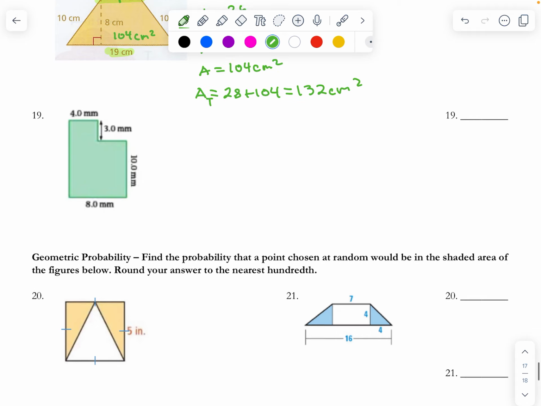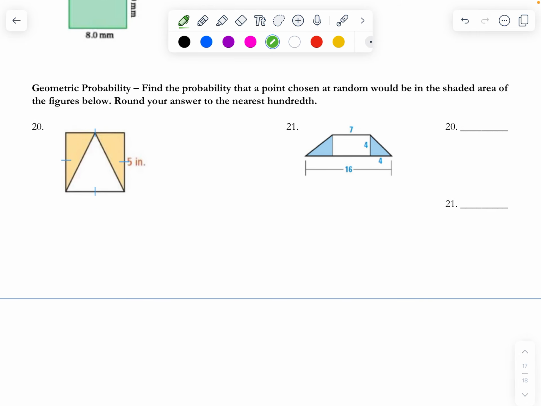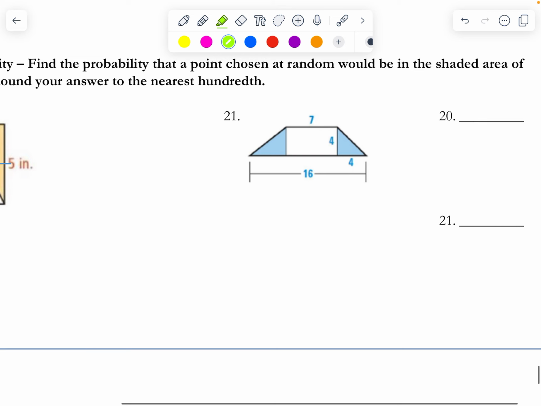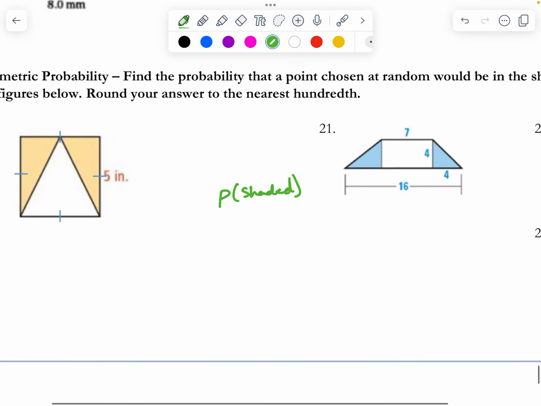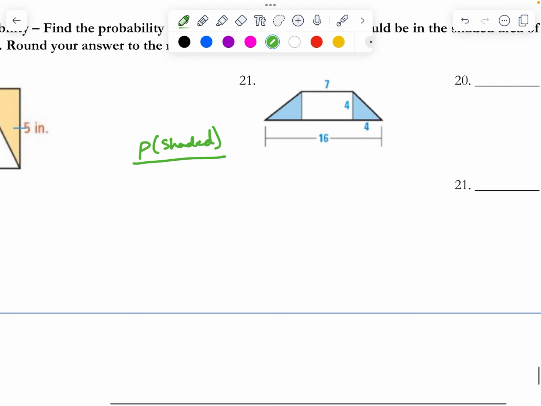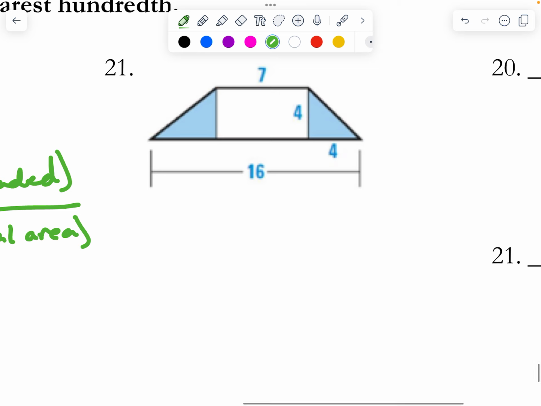I'm going to go over one more. So let's go over the trapezoid here, geometric probability. Remember, what we're trying to do is find the probability of the shaded, because that's what we want here, right? It would be the shaded area over the total area. So first, let's go ahead and find our total area. We have everything that we need.